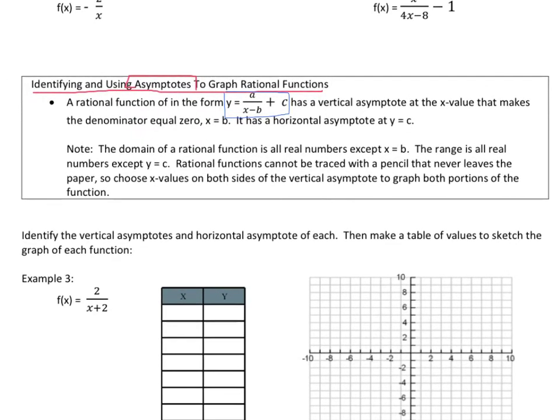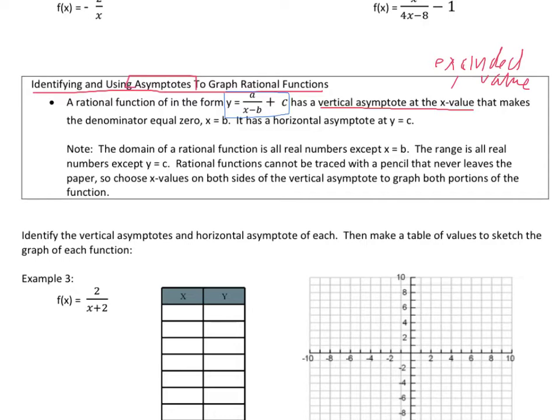So how do you identify from a function what the vertical asymptote is? Well, we said that the vertical asymptote is what the value of x would be that would cause the denominator to become 0. So your vertical asymptote x value is directly related to your excluded value. And again, your excluded value is the value that would cause your denominator to become 0.